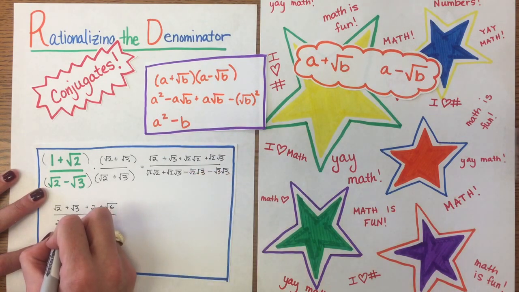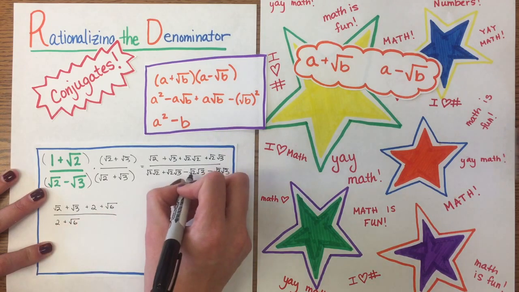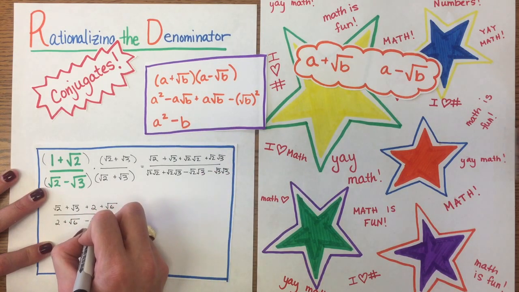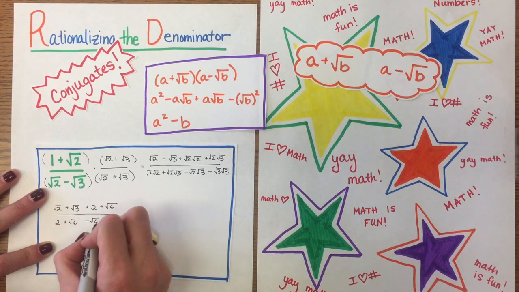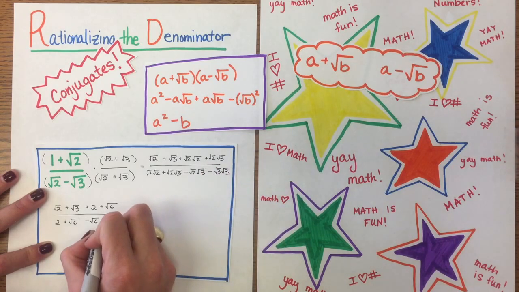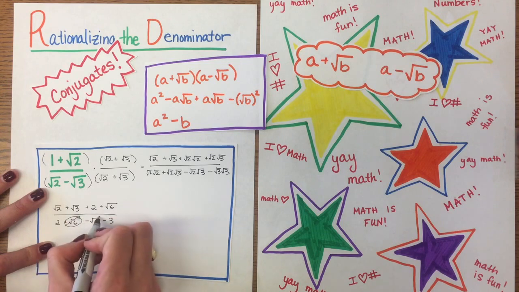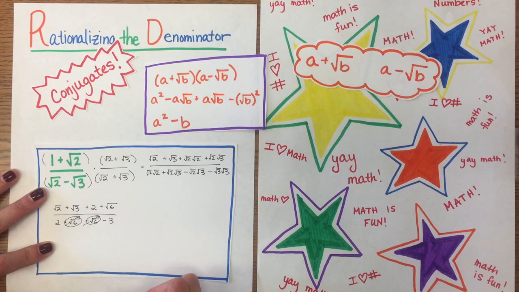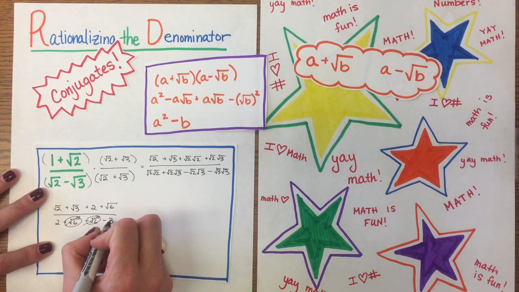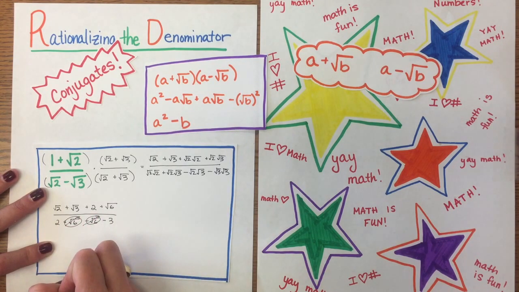Root 2 times root 3 is the square root of 6. Root 2 times root 3 is the square root of 6. So I've got plus square root of 6 minus square root of 6. Root 3 times root 3 is going to give me 3. So these two terms, the inside and outside terms in the denominator, cancel out. And I get 2 minus 3. Well, 2 minus 3 is negative 1.